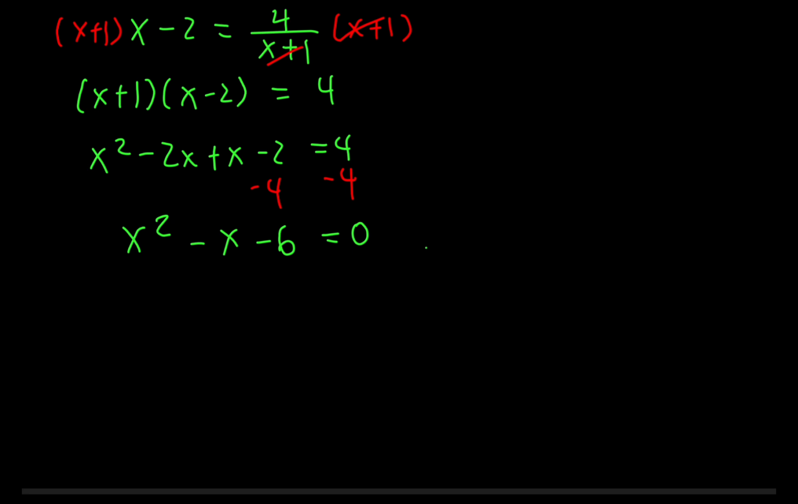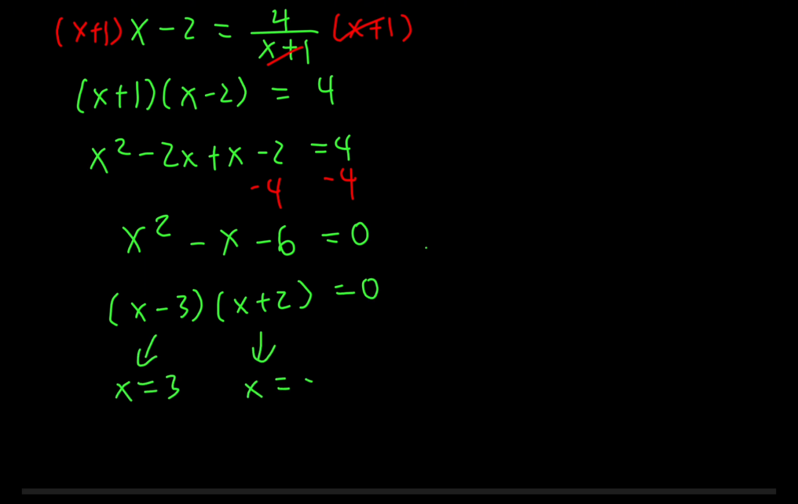And this is our simple factoring. So two numbers that multiply to negative 6 and add to negative 1 are going to give x minus 3, x plus 2 equals 0. And again, I'm going to set each bracket equal to 0, and my answers are going to be 3 and negative 2.